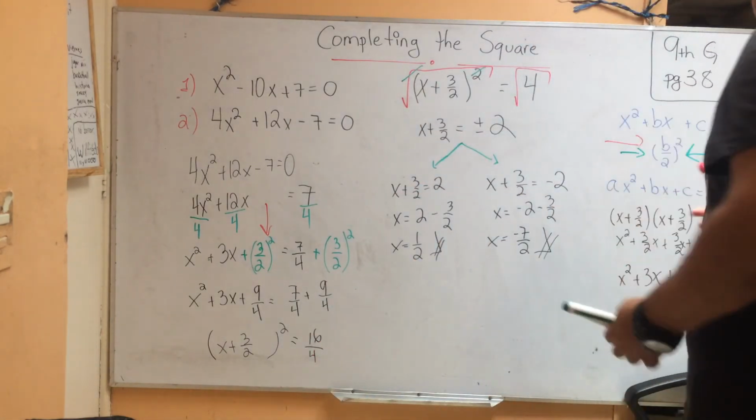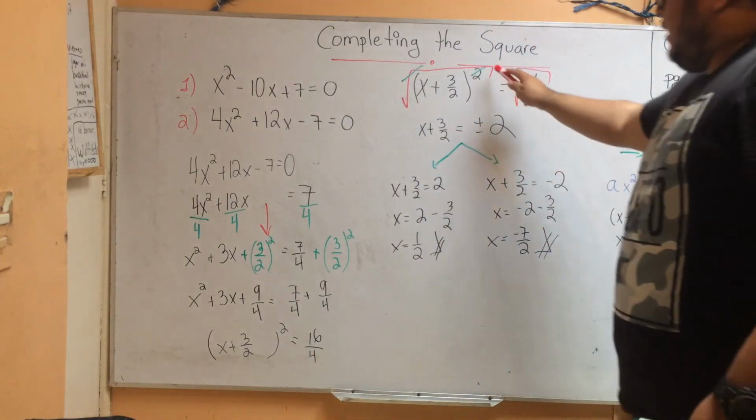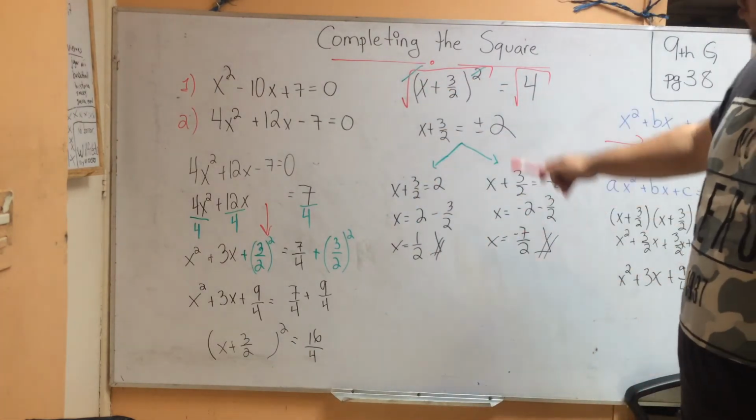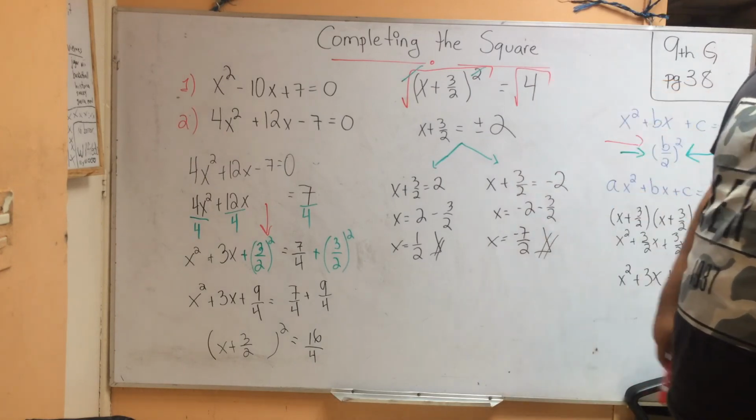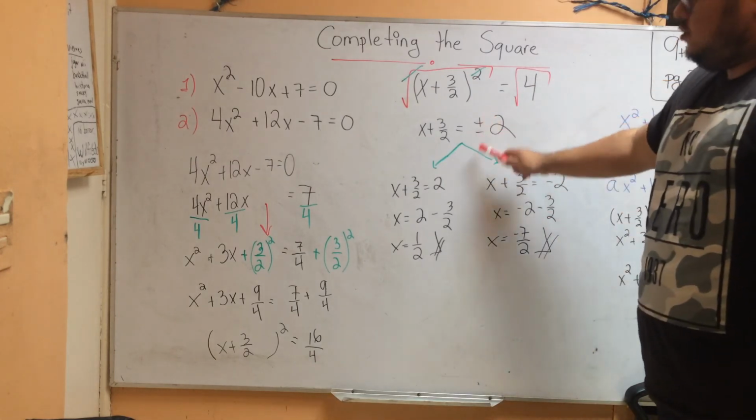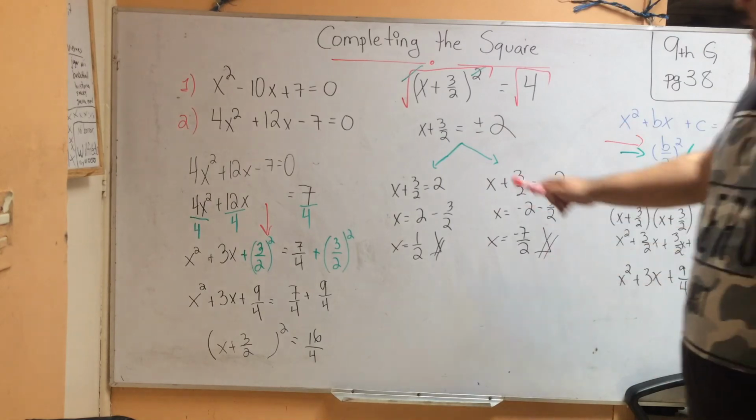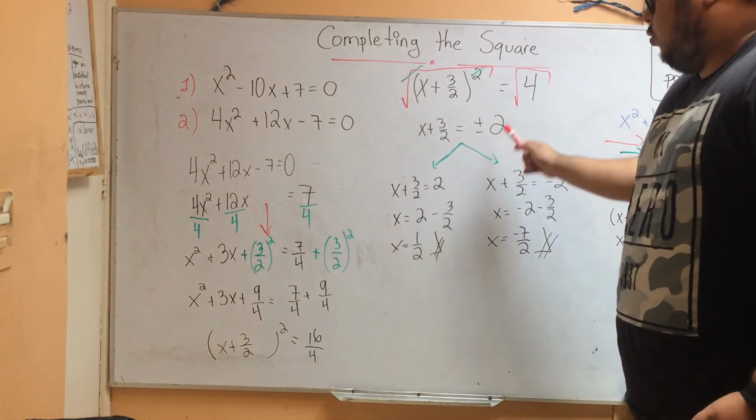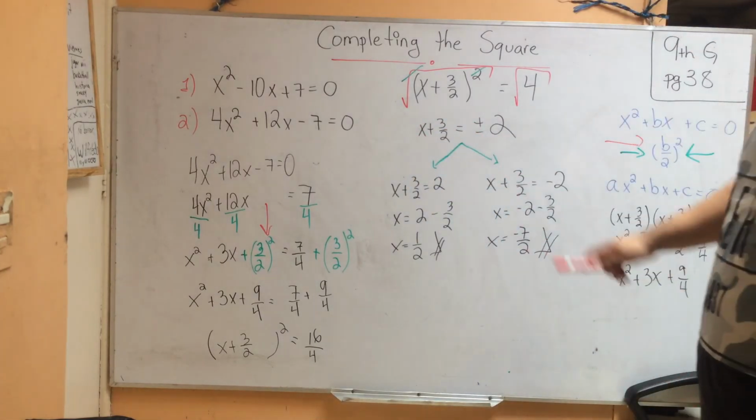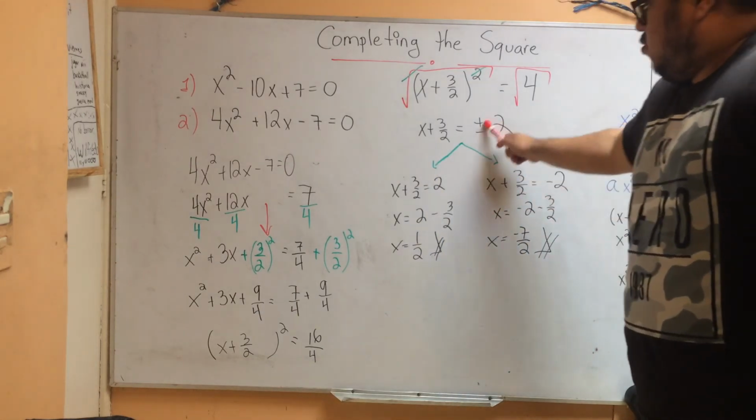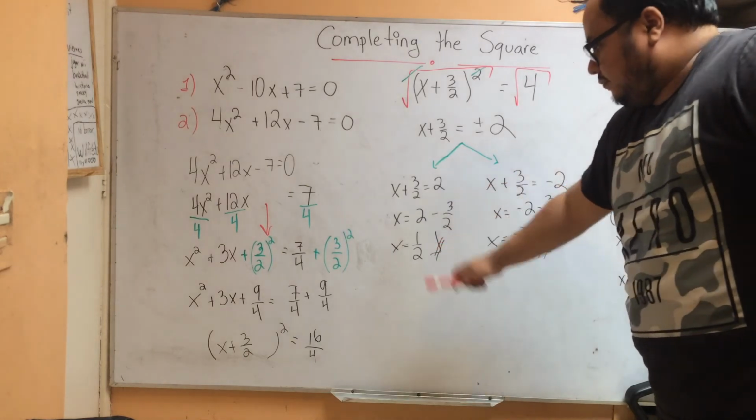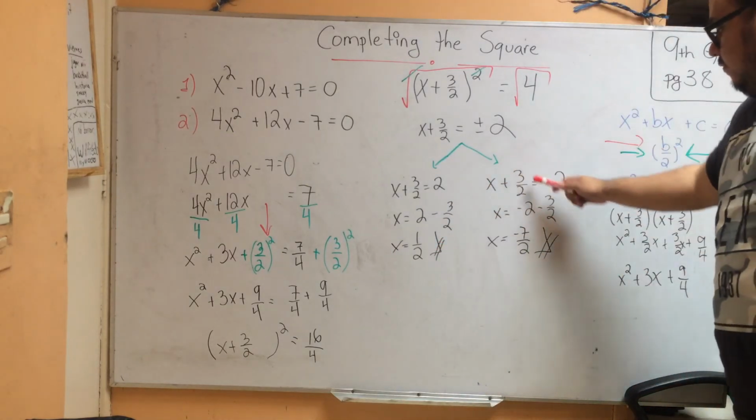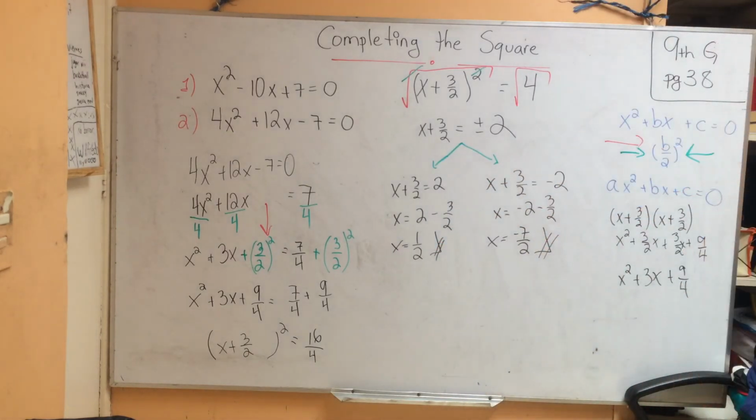Once we have that, we bring it here, we cancel the square root with the second power, and whenever we apply a square root, remember, we have two answers, a positive and a negative. So once we have this alone, and these two answers, we split them: one with positive 2, one with negative 2. Then we solve. We have 1/2, and the other value is negative 7/2. So that's how we apply completing the square.